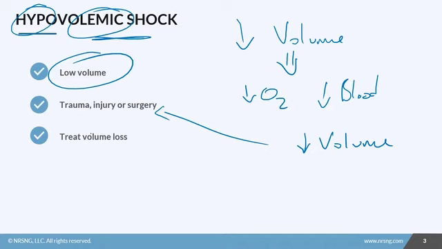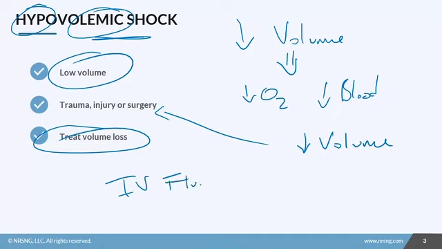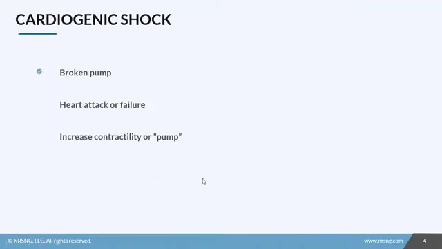So the best way to deal with this is to treat the volume loss. You're going to do this through IV fluids or blood transfusions. But the thing is, you have to find the cause of the hypovolemia so you can stop the bleeding, and then you can treat the volume. So now let's take a look at cardiogenic shock.